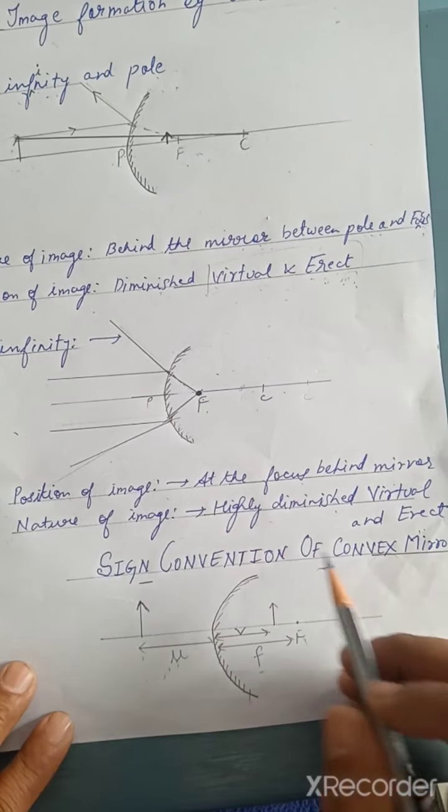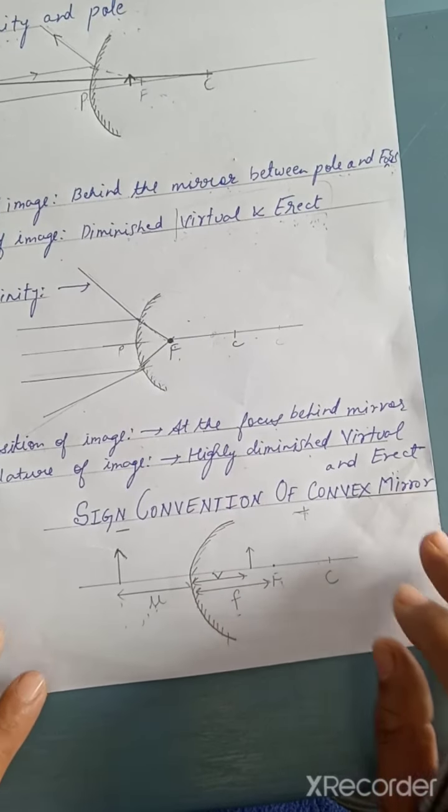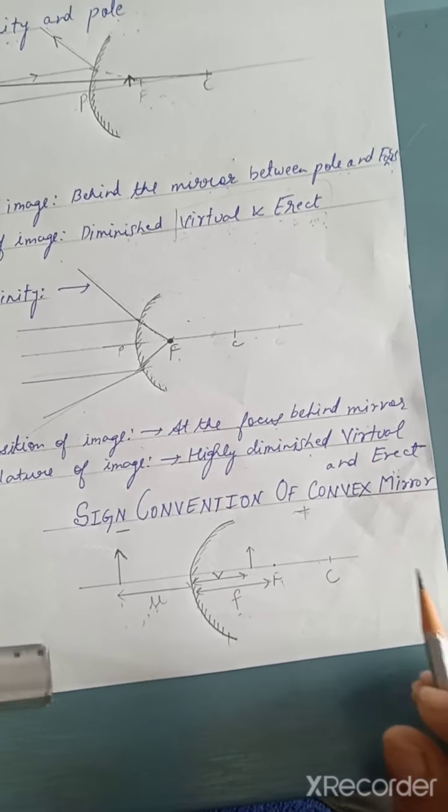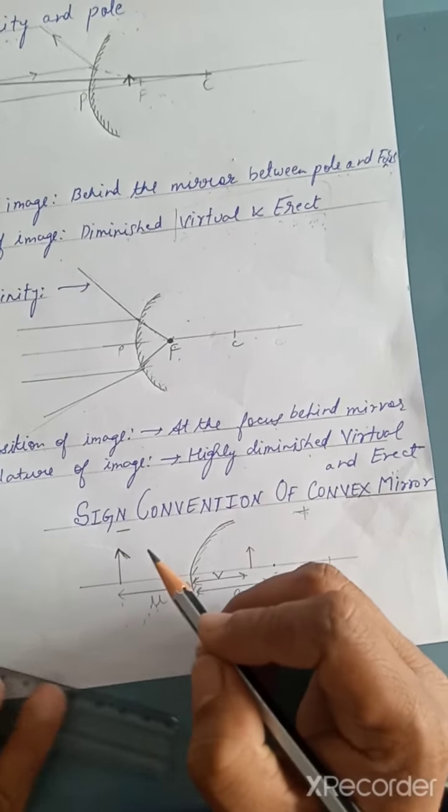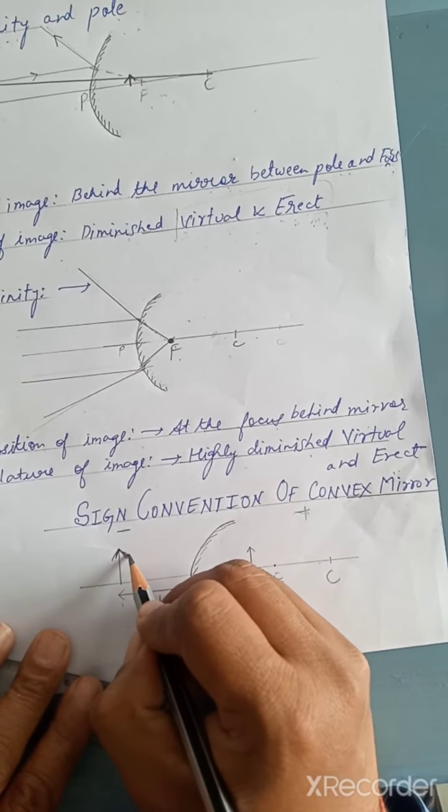And we will study the sign convention of the convex mirror. Now, if you see, in the convex mirror we are keeping the object towards the left hand side.